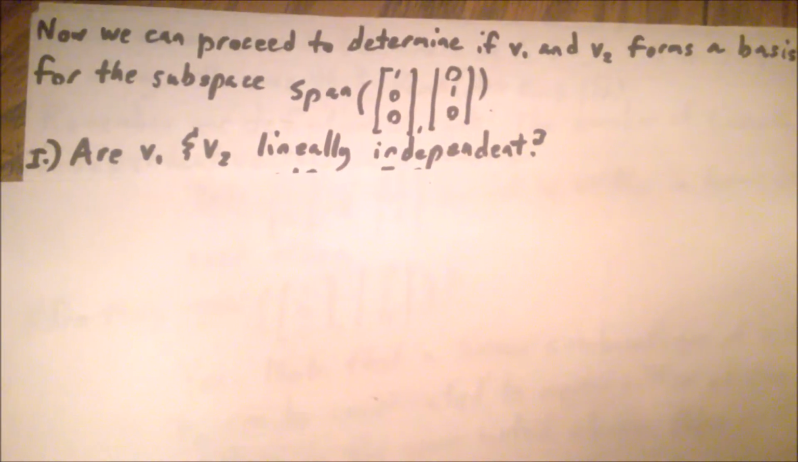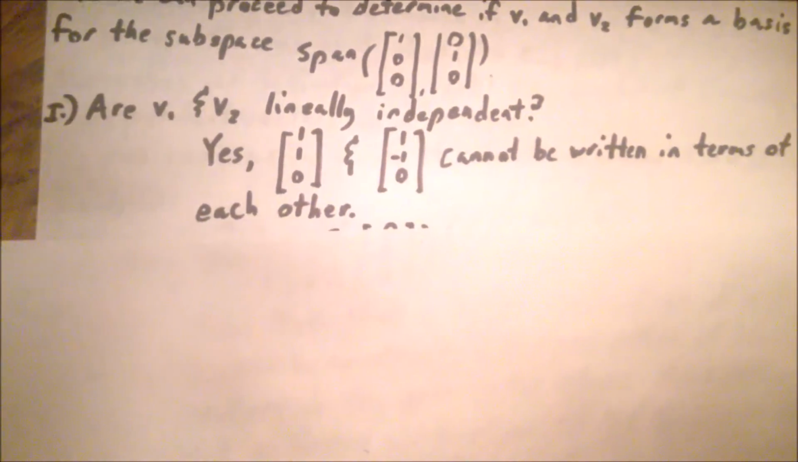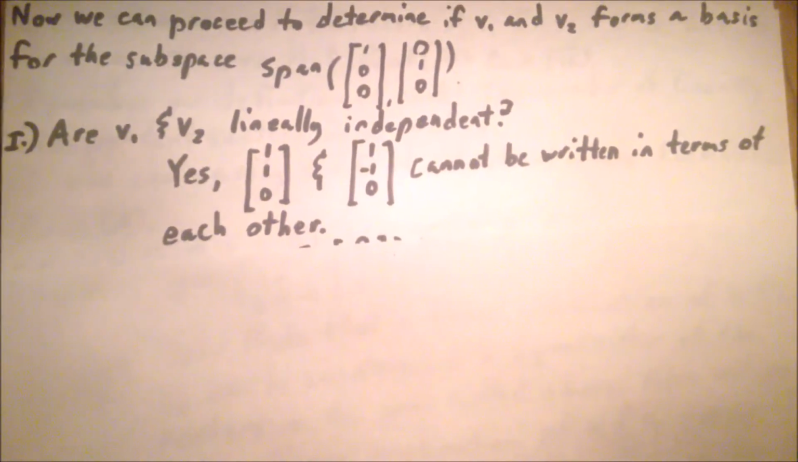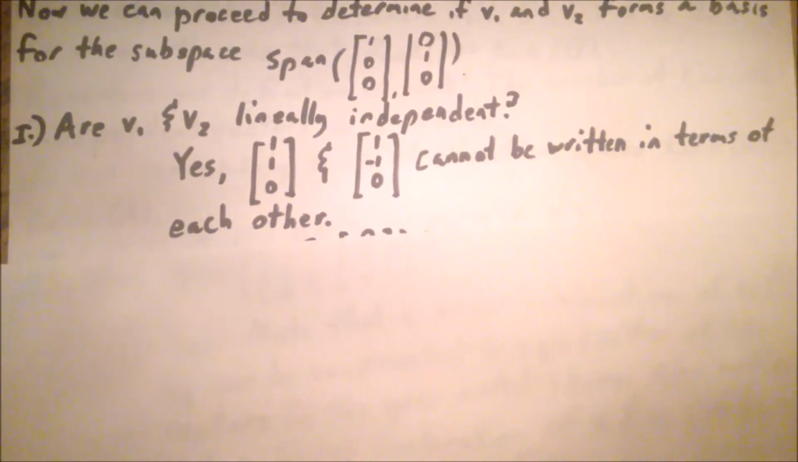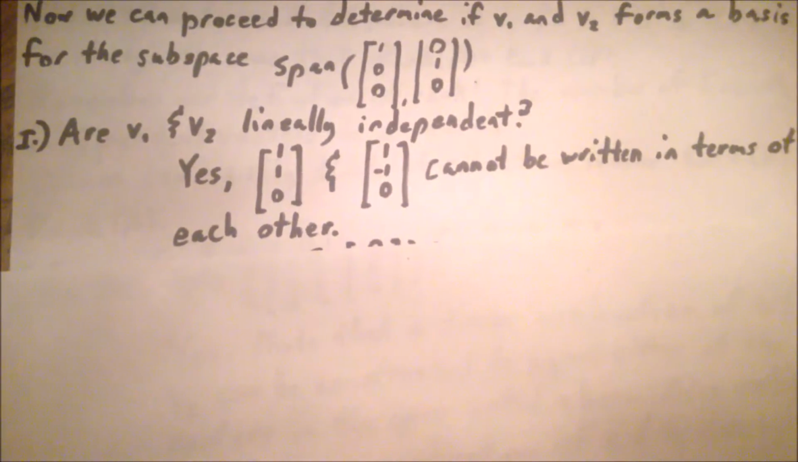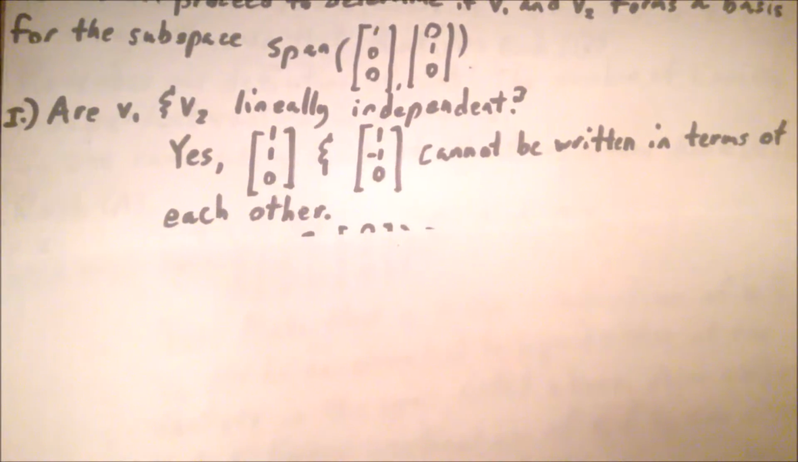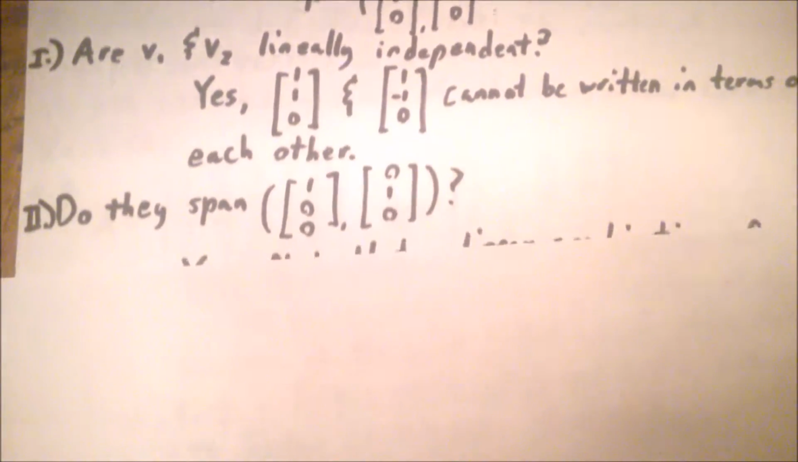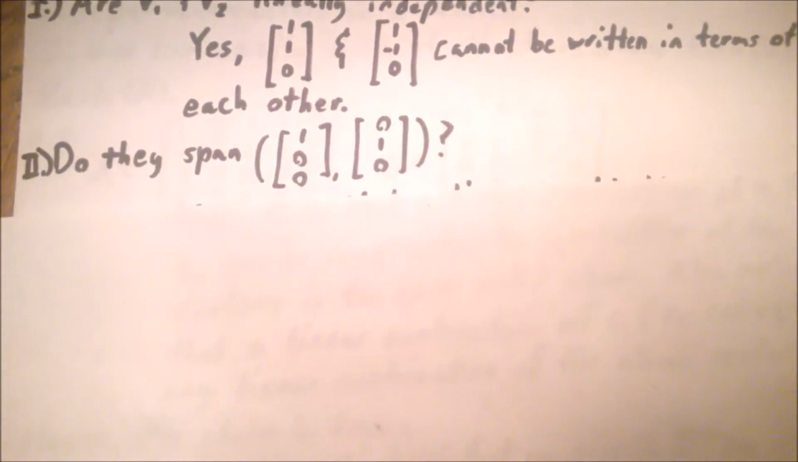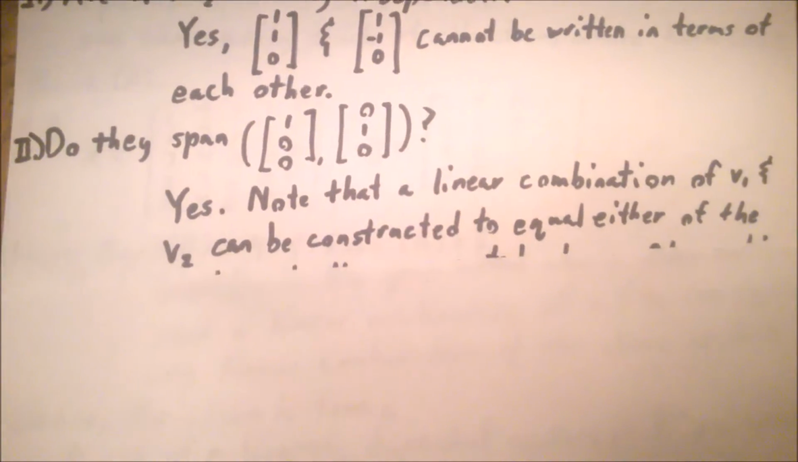Are v1 and v2 linearly independent? Yes. v1 is (1, 1, 0), and v2 is (1, -1, 0), which cannot be written in terms of each other, which is the definition of linear independence. So yes, they are linearly independent. So that satisfies our first requirement. So do they span (1, 0, 0) and (0, 1, 0)? Yes, they do.